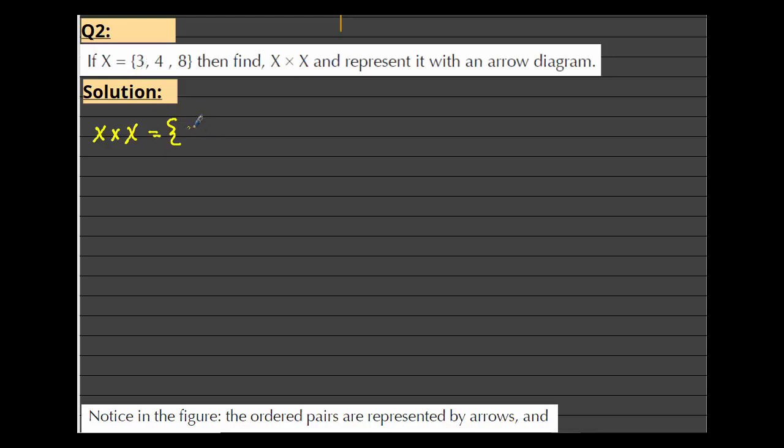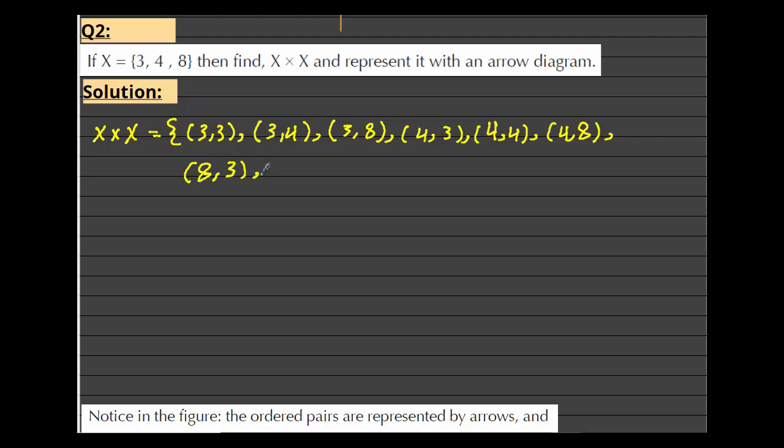we have (3,3), (3,4), (3,5), and we start again with 4, and so on until (5,5). How many ordered pairs? 1, 2, 3, 4, 5, 6, 7, 8, 9. That is 3 by 3.